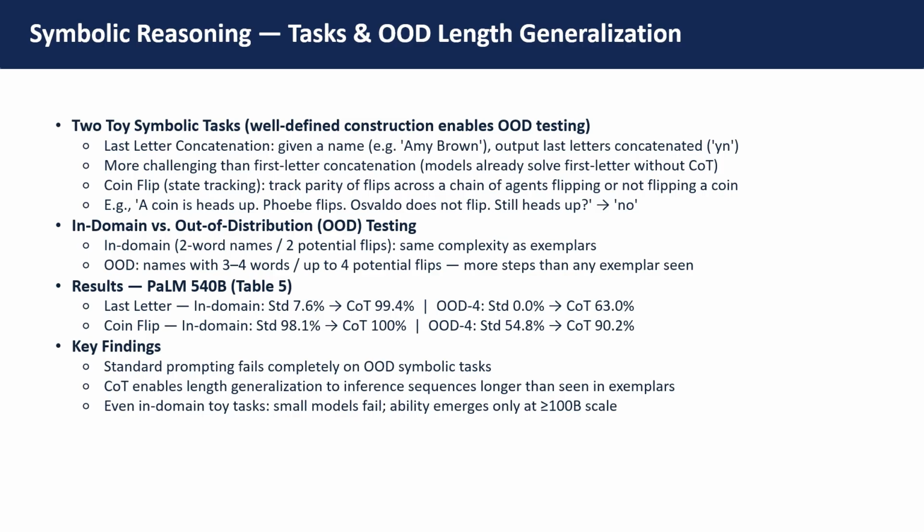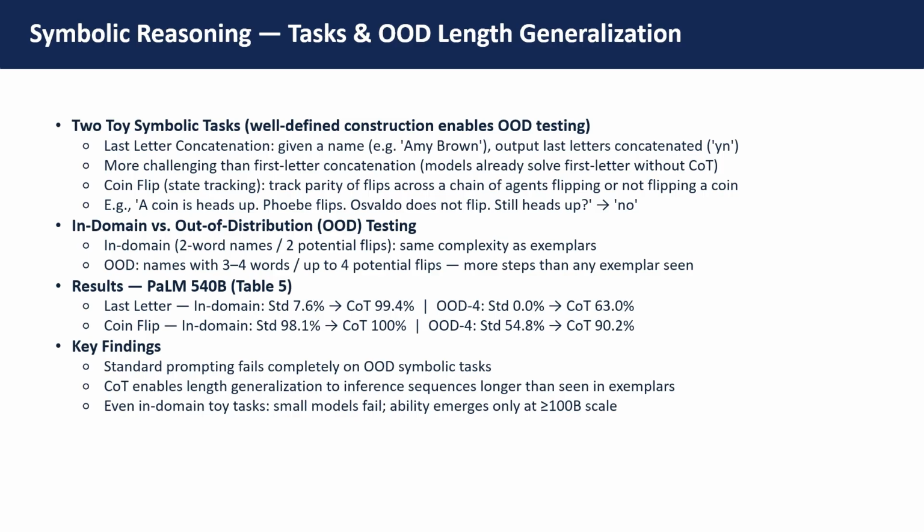Now we will move to symbolic reasoning, which is slightly different from previous tasks. Unlike arithmetic or common sense reasoning, these tasks do not depend on real-world knowledge. Instead, they test logical consistency, step-by-step state tracking, and manipulation of symbols. The paper considered two tasks. First is the last letter concatenation. Here the model must take a sequence of words, extract the last letter of each word, and concatenate them.